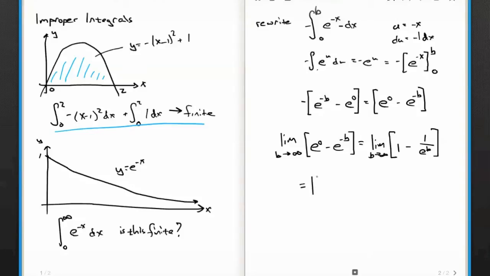Right, that's it. No plus c or anything, because it's a definite integral. So even though I'm not putting really an upper bound on here, I'm extending this area all the way out here. The total area equals 1. It's a finite area, even though it's got an infinite limit of integration. So this is called an improper integral.